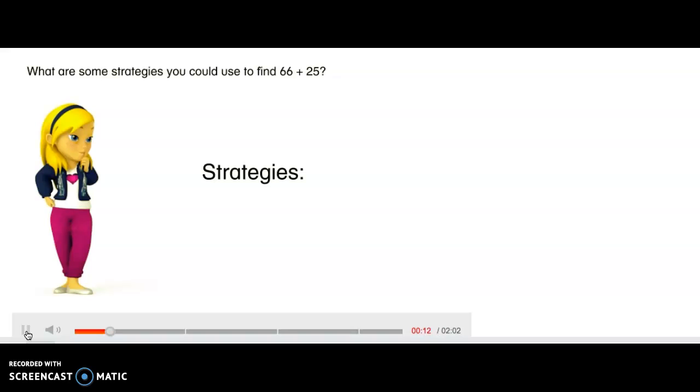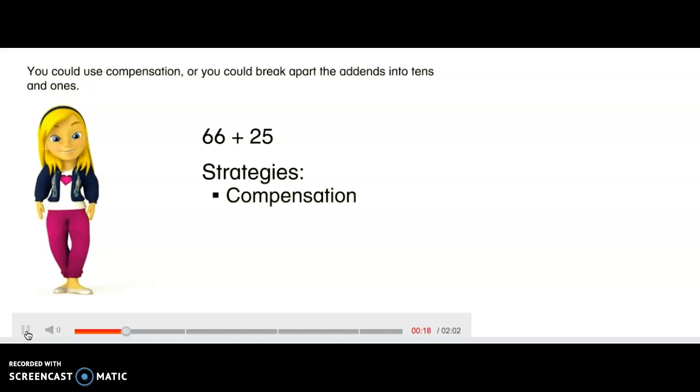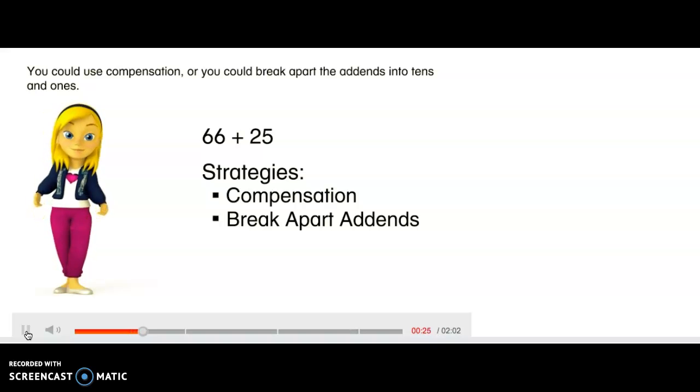How can you add using different strategies? What are some strategies you could use to find 66 plus 25? You could use compensation, or you could break apart the addends into tens and ones. Let's try both ways.